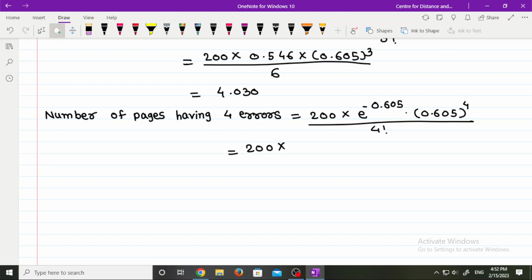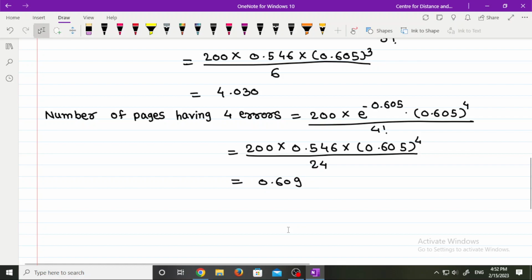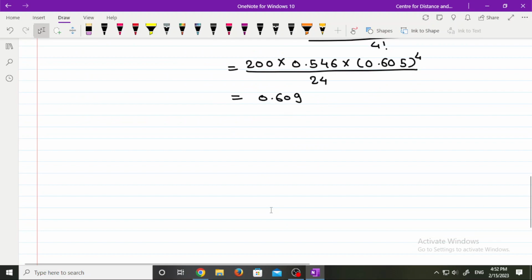200 into the value of e raised to minus 0.605 is 0.546 into 0.605 raised to 4 divided by 4 factorial, that is 4 into 3 into 2 into 1, which is equal to 24. When we calculate this, we get the answer 0.609. Okay. Now, we calculate the number of pages having 5 errors.